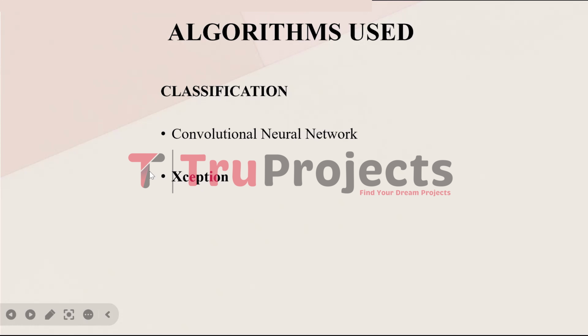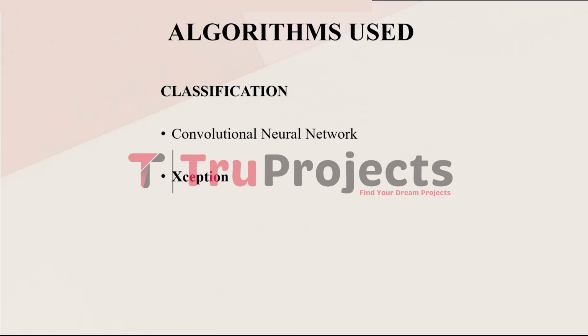Now we'll know about the Xception model. Before knowing about the Xception model, we should know about the CNN model. So CNNs are deep learning models designed for image processing. They use layers, hidden layers, that learn patterns and features from images, making them effective for tasks like image classification and recognition.